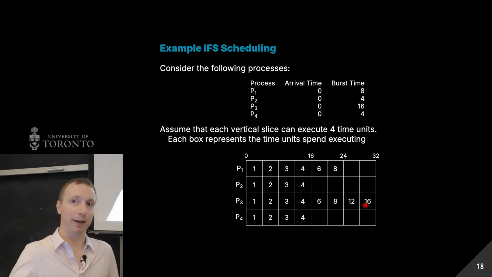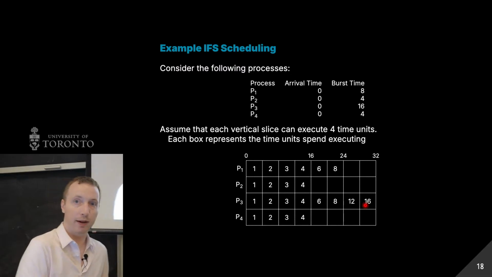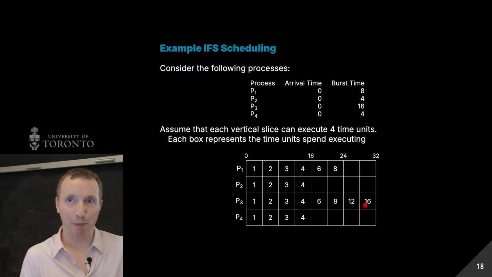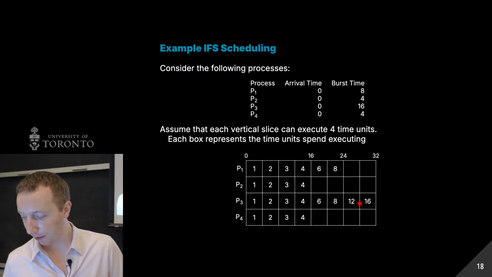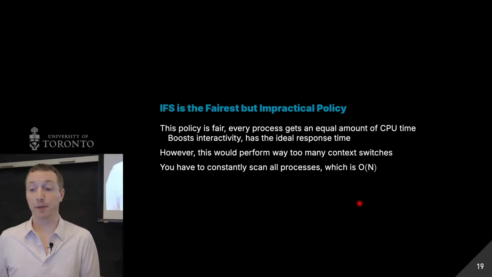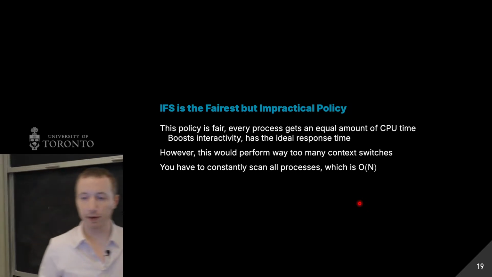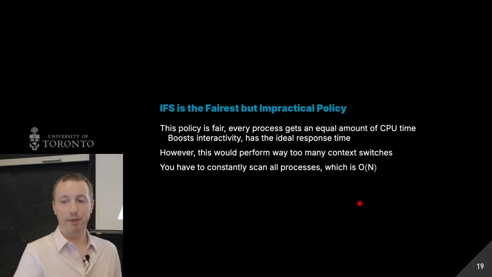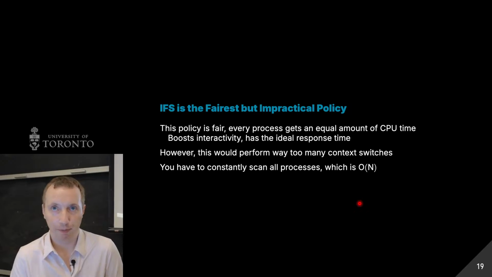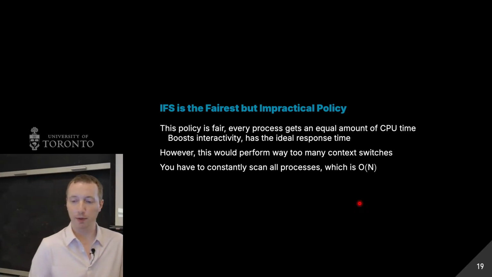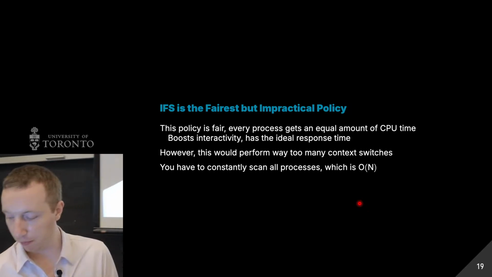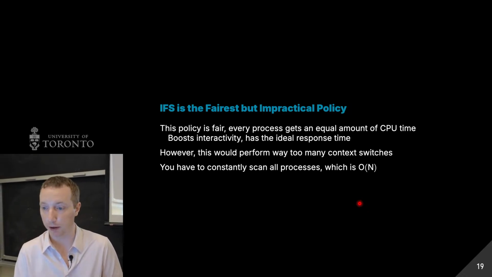That assumes we can context switch infinitely fast. This is what the Linux scheduler strives to do, but do it practically, because we can't context switch infinitely fast. So it's fair, every process gets its equal share of the CPU. It would boost interactivity, because it has the ideal response time, since we can switch infinitely fast. But in practice, there would be way too many context switches, and it would just take too long. Also, I would have to constantly scan all processes, which is O(n), which is slow. I want things to be very, very quick.